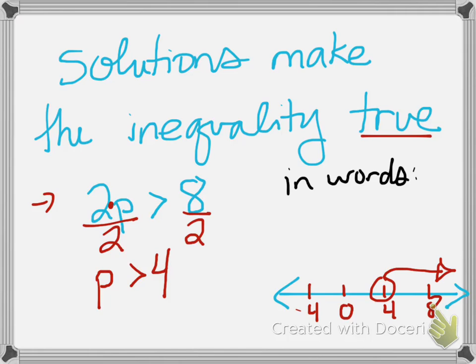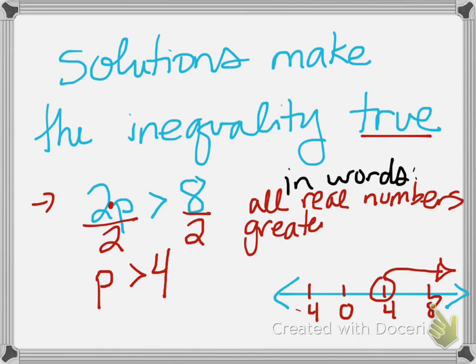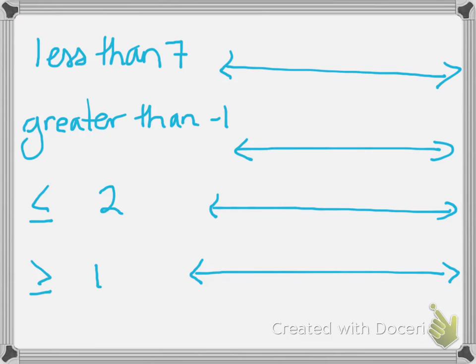So in words, if we are asked to describe the solution, we could say it's all real numbers greater than 4. Okay, it could be 1,000,000, it could be 1,000, it could be 100, it could be 5. It could not be 4, but it can be 5. Okay, so let's practice some more.